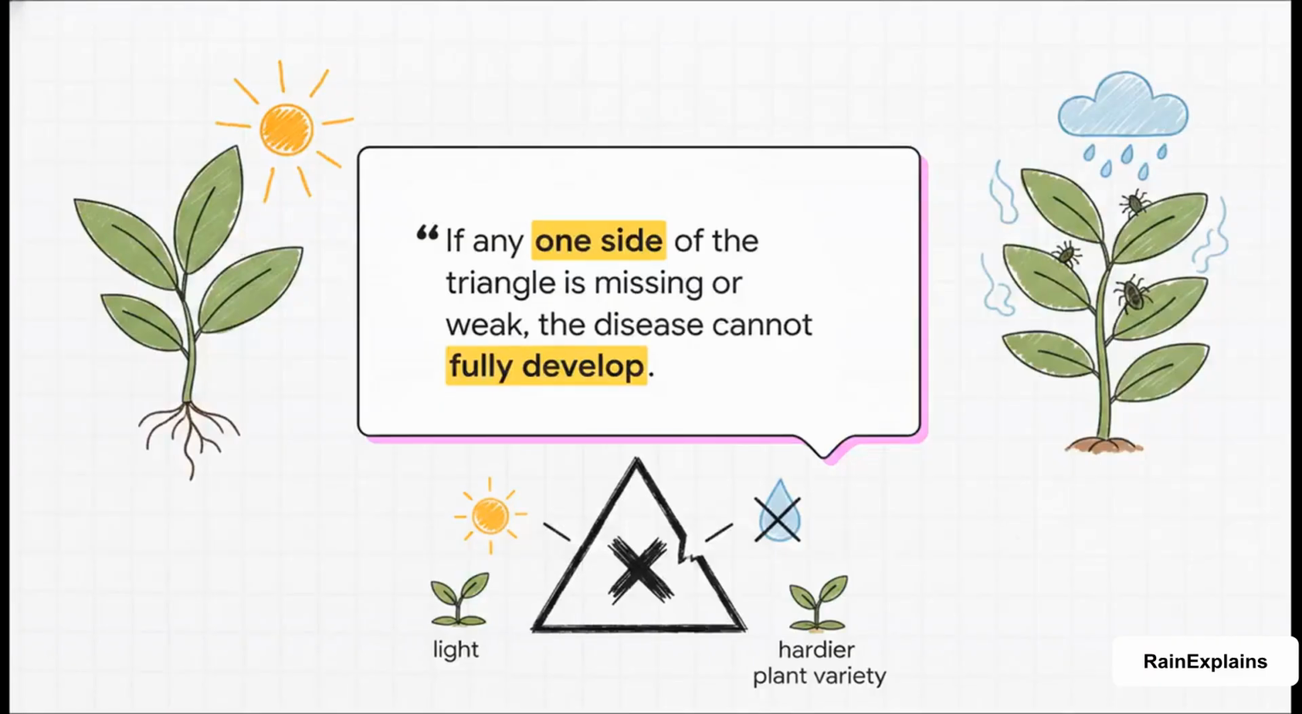I absolutely love this quote, because it is essentially your secret weapon. If any one side of the triangle is missing or weak, the disease cannot fully develop. Make sense? Remember, as the manager of your plant's ecosystem, you actually have the power to alter the environment. Breaking just one side of this triangle, whether that's giving the plant more light, reducing the humidity, or just choosing a hardier plant variety to begin with, that is your ultimate defense mechanism.